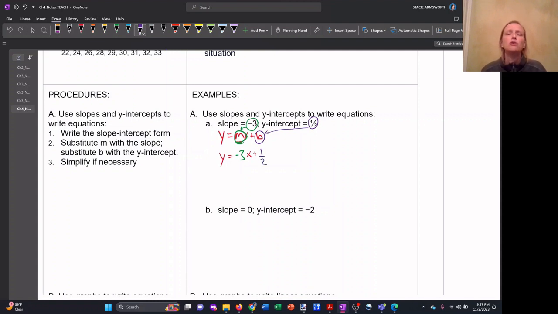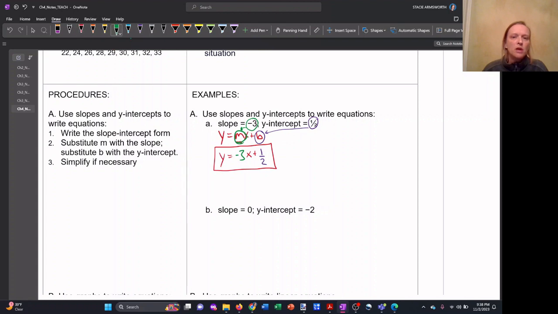If necessary, you would simplify. And so if you had two negative signs together, a negative plus a negative is a positive, you would make simplifications like that. But this is in its simplest form already. y equals -3x plus 1/2. So let's do another example.